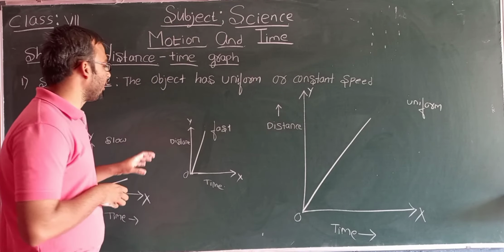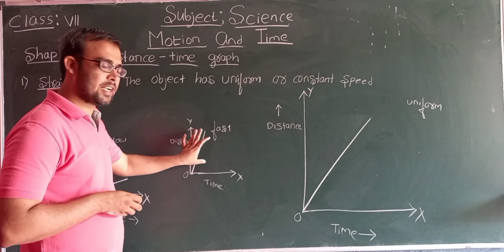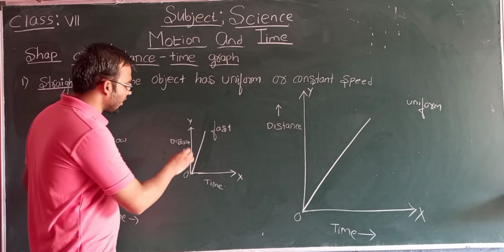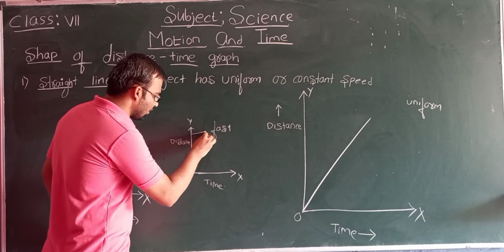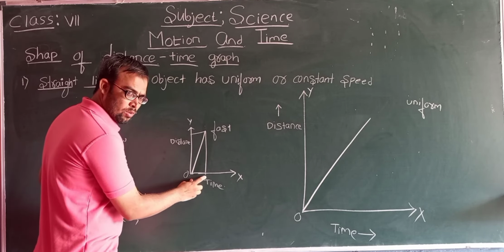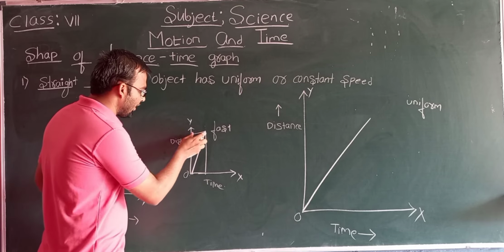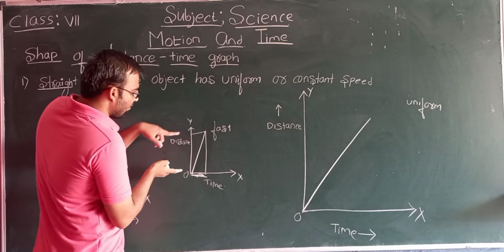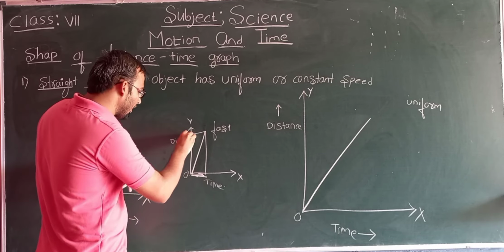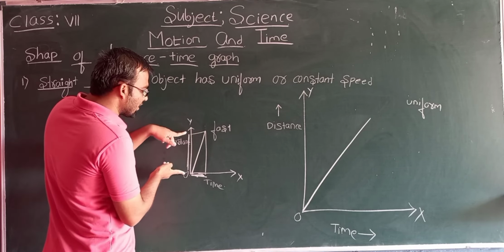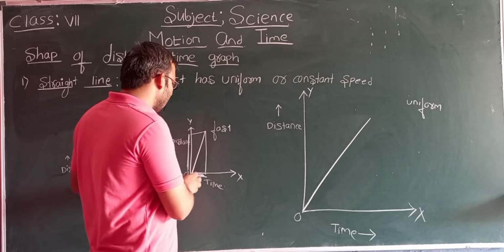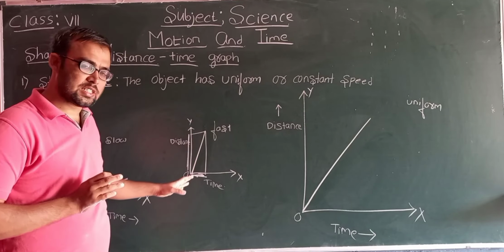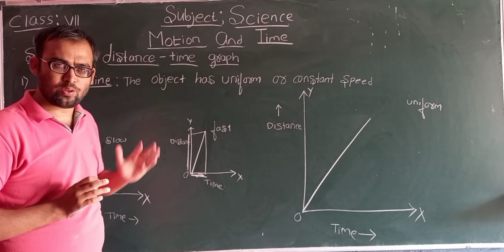Now look at here, students. So this is also a straight line. But look at here, in this much time it has traveled this much distance. So in less time it has covered more distance. It means that whenever you come across this kind of graph, the vehicle is traveling fast.